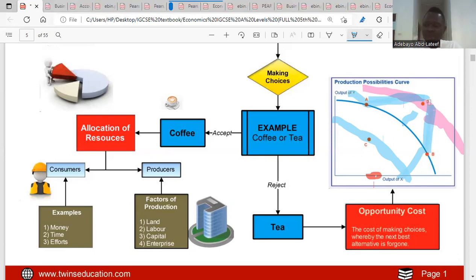An outward shift can be conditioned based on one, advancement in technology, which is an improvement in technology. It increases productivity. Two, availability of raw materials. That also increases output. And three, government policies such as subsidies. These three things would always shift our production possibility curve outward from A to D or from B to D.